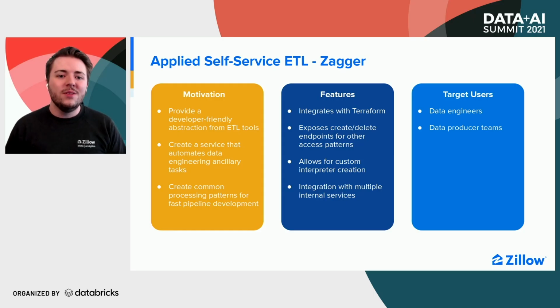Thanks, John. With all things Zillow, we love our Z's. And with that, I'll talk a bit about Zagger. So Zagger is aimed at providing a developer-friendly abstraction on top of ETL tools. Primarily, it constructs the actual pipeline from a config definition and automates a lot of the ancillary tasks that data engineers do when creating a pipeline.